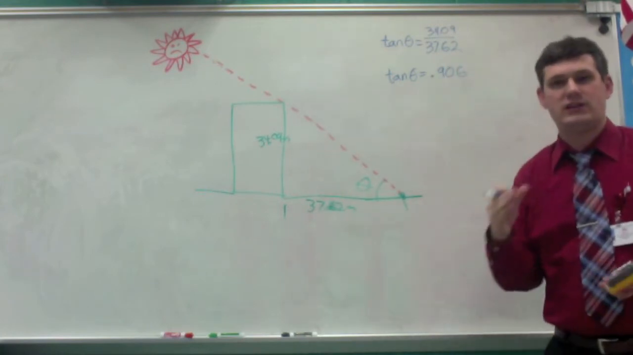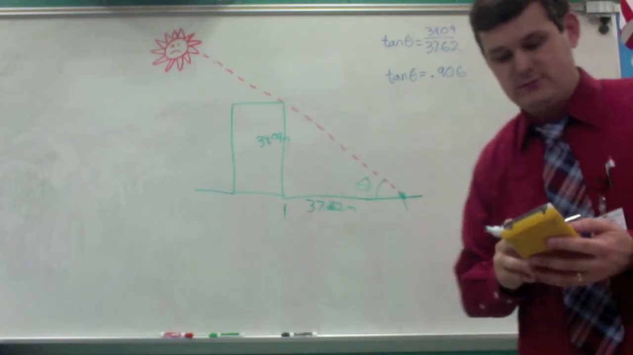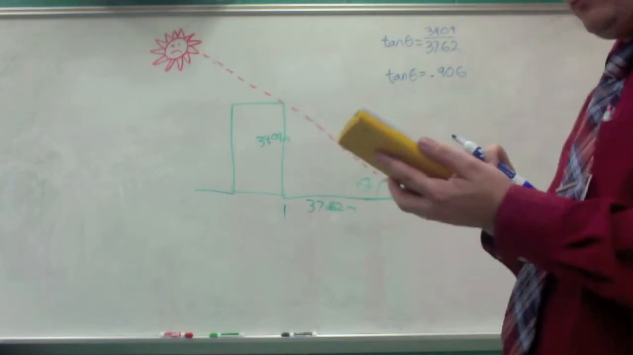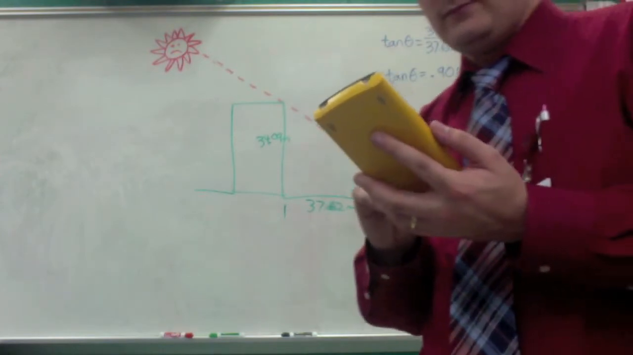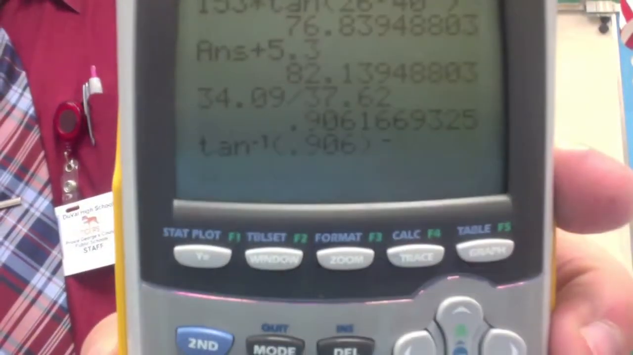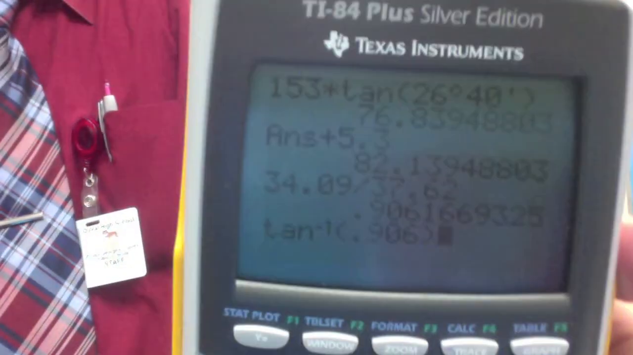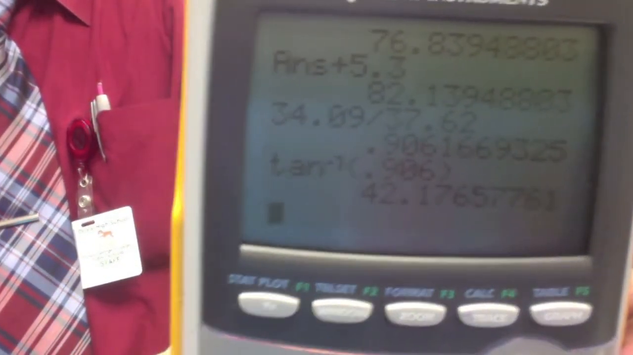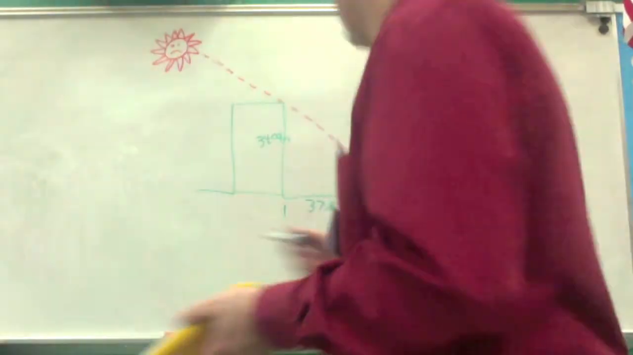Okay, now in order to get the angle, we have to use inverse tangent. So I put inverse tangent of 0.906. That one's going to give us the answer. In this case, the answer is not going to work because it's negative. The answer is 42.18, I should say.